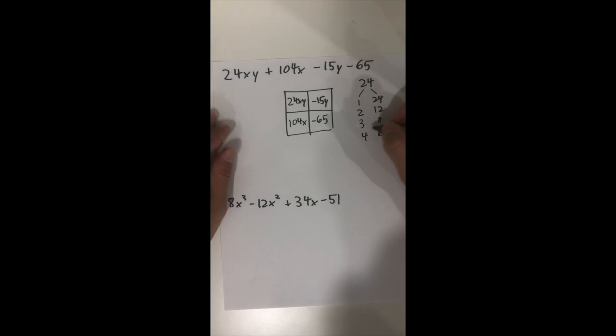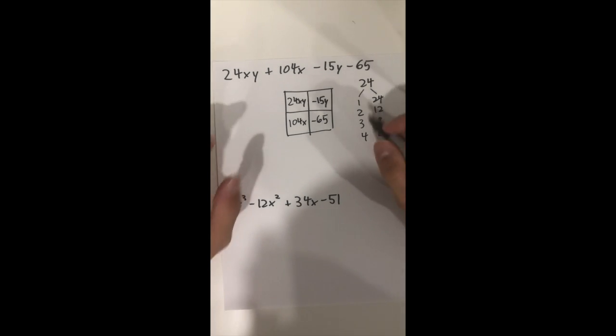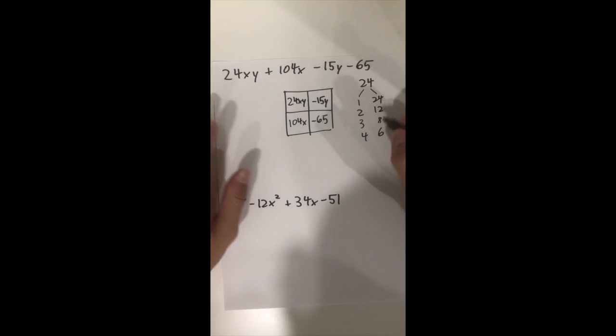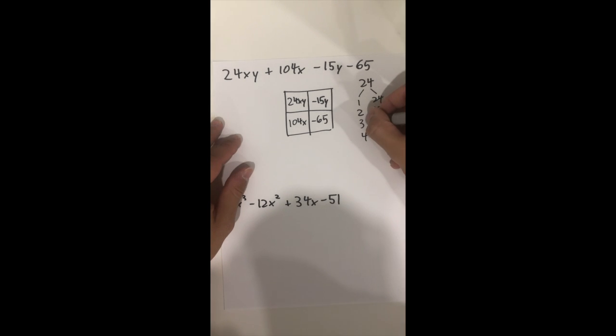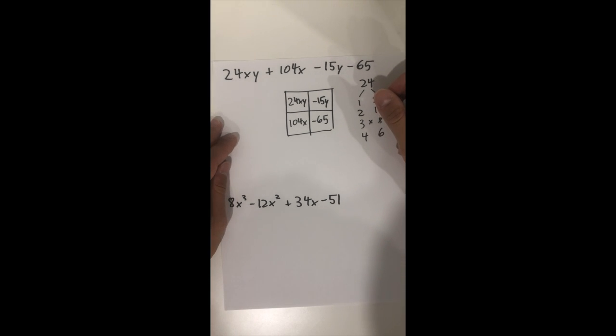All right, I multiply these together, and they give me 24. Now, this is where I tell you guys in class, get creative, all right? Play around with it. See what you can put in here, what works and what doesn't. For the sake of time, I'm going to tell you guys it's 3 and 8, okay? 3 times 8 is 24.